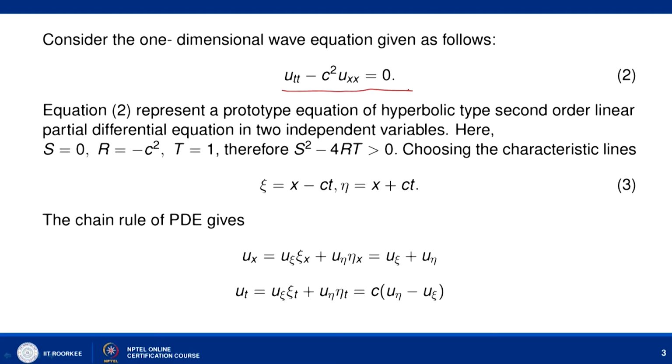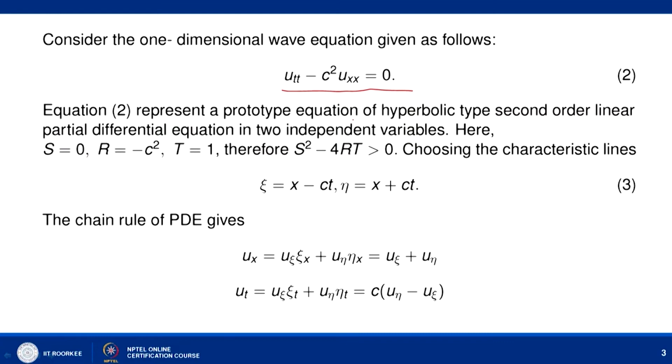So, here we are considering the one dimensional wave equation given as follows: utt minus c squared uxx equal to 0. Here t is time and x is the space variable. We call it one dimensional because only one space variable is involved.